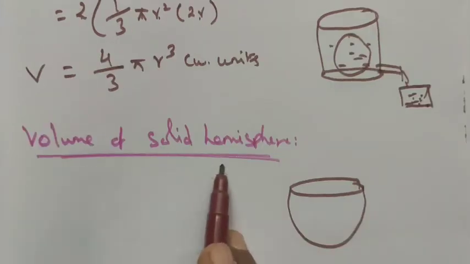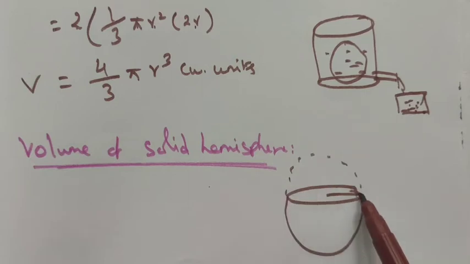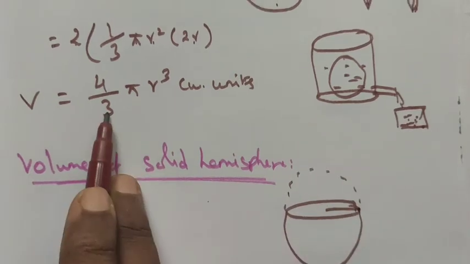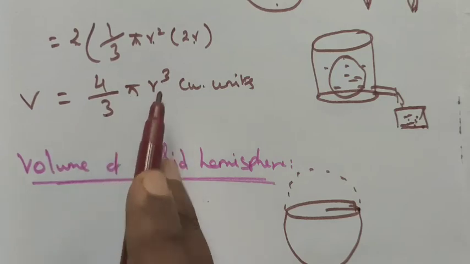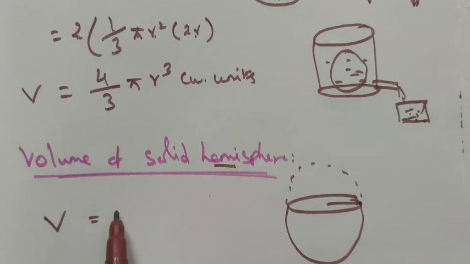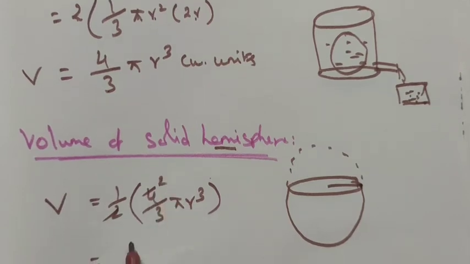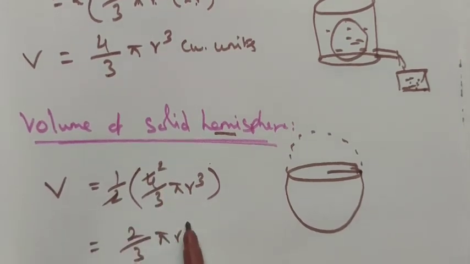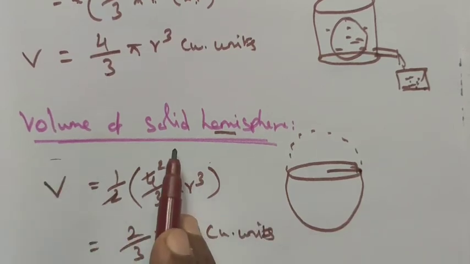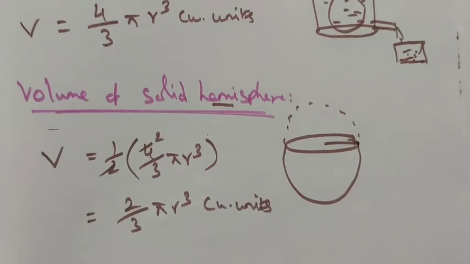Now the volume of the solid hemisphere means half of the sphere is the solid hemisphere, right? This is the sphere, and we take half of the sphere. We have already found out the volume of the sphere is 4 by 3 pi r cube. So the volume of the solid hemisphere means half of this, 1 by 2 into 4 by 3 pi r cube. The 2s will be cancelled, so we get 2 by 3 pi r cube cubic units is the volume of the solid hemisphere.